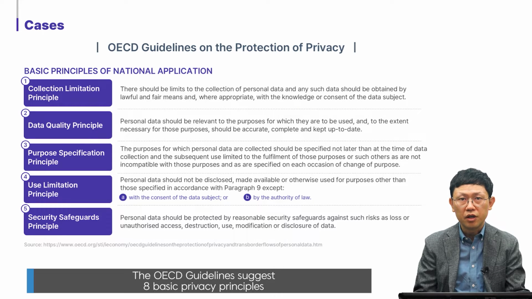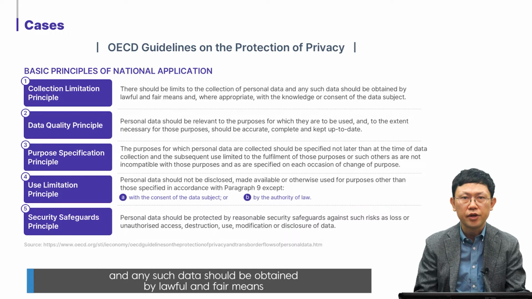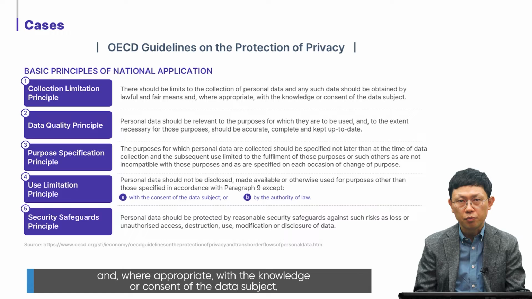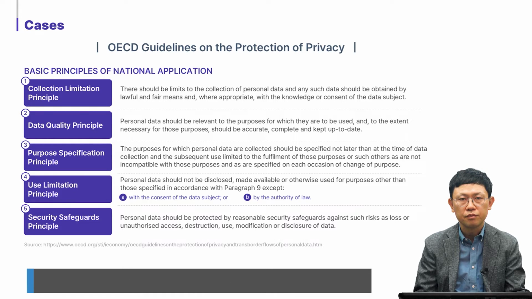The OECD guidelines suggest 8 basic privacy principles applied within a country. The collection limitation principle is that there should be limits to the collection of personal data, and any such data should be obtained by lawful and fair means and, where appropriate, with the knowledge or consent of the data subject.